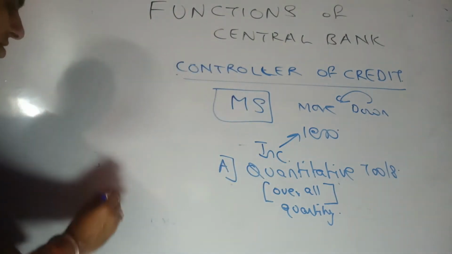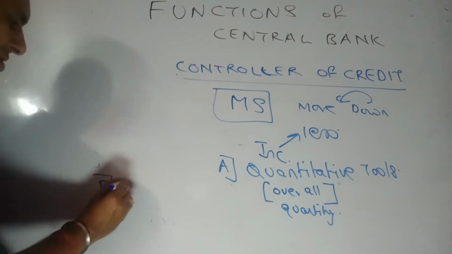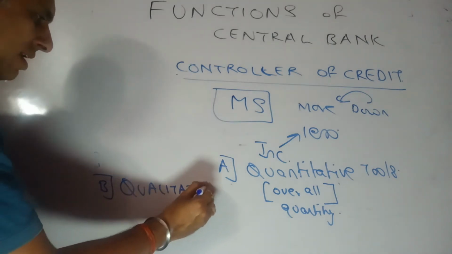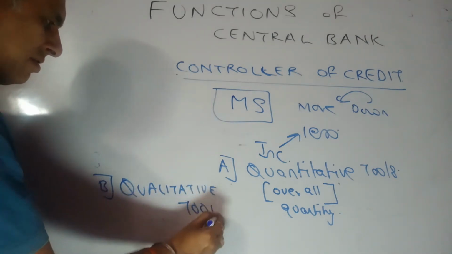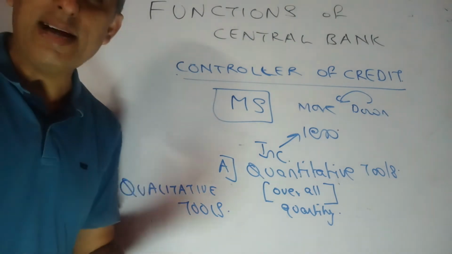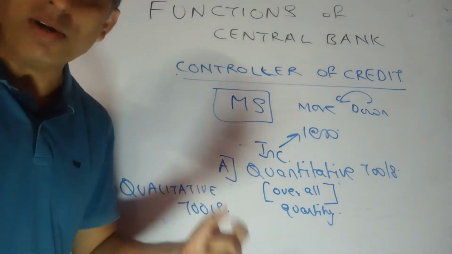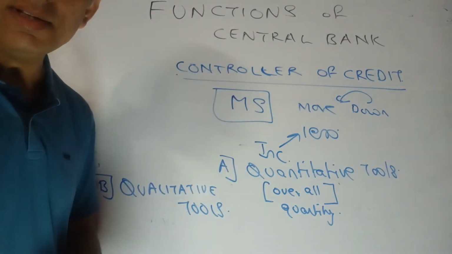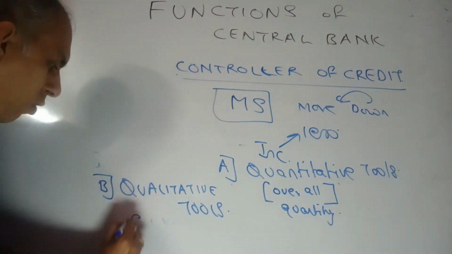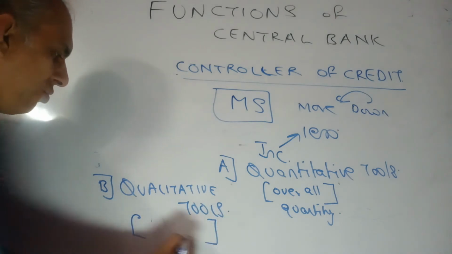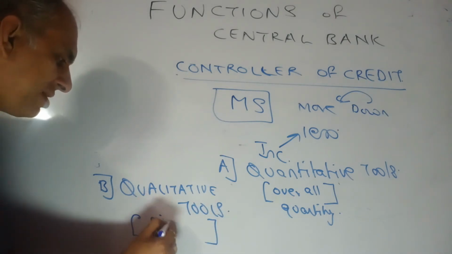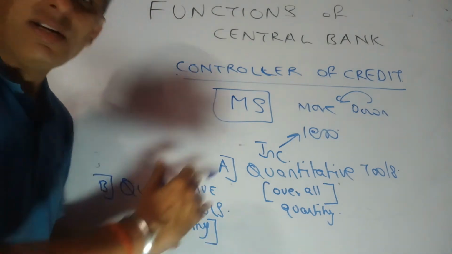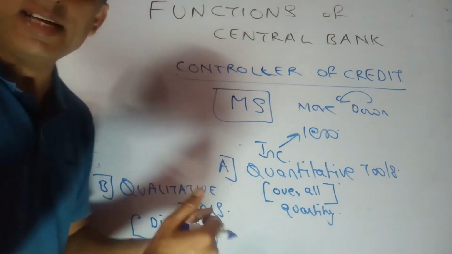Another of the tools which they can use is qualitative ones. Right? Qualitative tools. Some of the examples are selective credit control, moral suasion, which we will hear and study in the upcoming classes. But for the time being, qualitative tools are used to diversify, right, or divert the money supply from one sector to another.